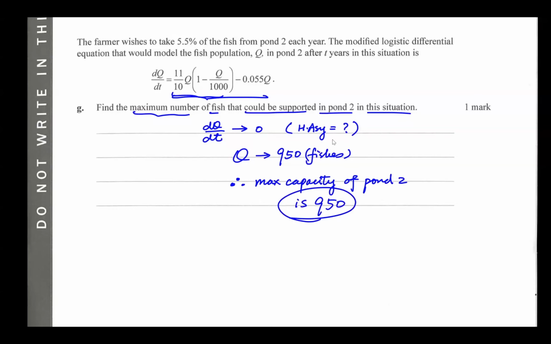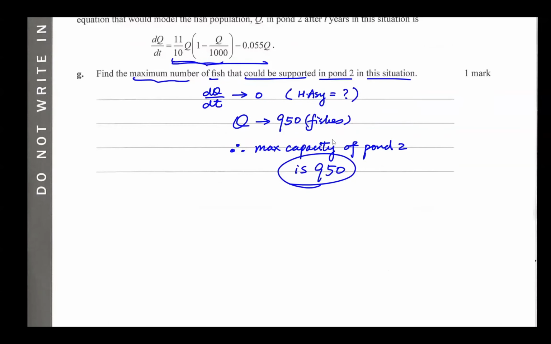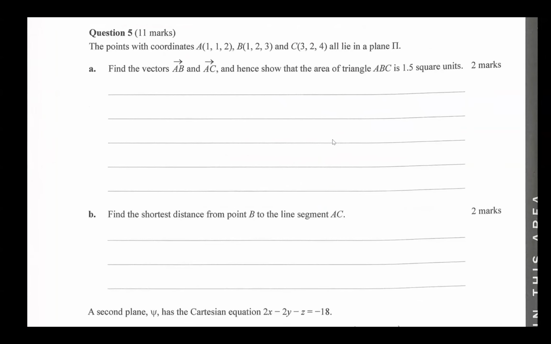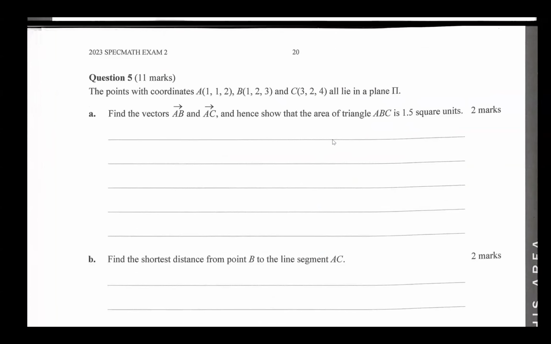Right. So basically that's question 4. And let's have a look at question 5. Okay, question 5. Very lovely vectors, lines and planes analysis question. So the points with coordinates A, B, and C all lie in the plane pi. Find the vectors AB and AC, and hence show that the area of triangle ABC is 1.5 square units.